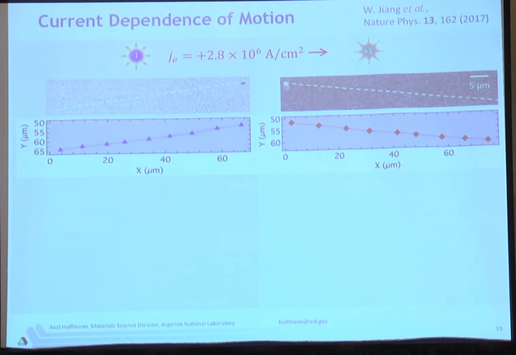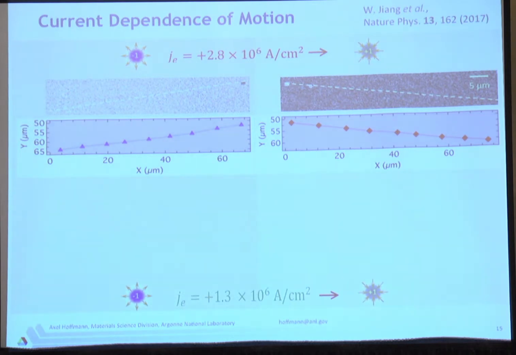So essentially the images that you see are before and after each pulse. That's why the motion is so not smooth. But if you look at the displacement in x and y direction after each current pulse, we do see that at these current densities, we are very close to the flow regime where the motion is really very reproducible, both in x and y direction.